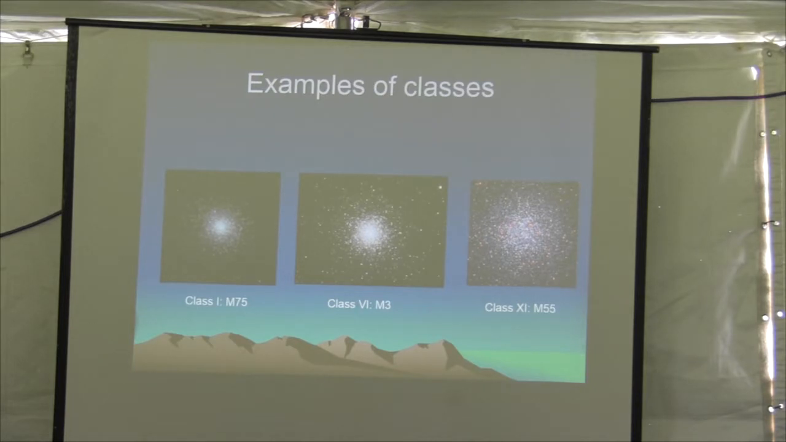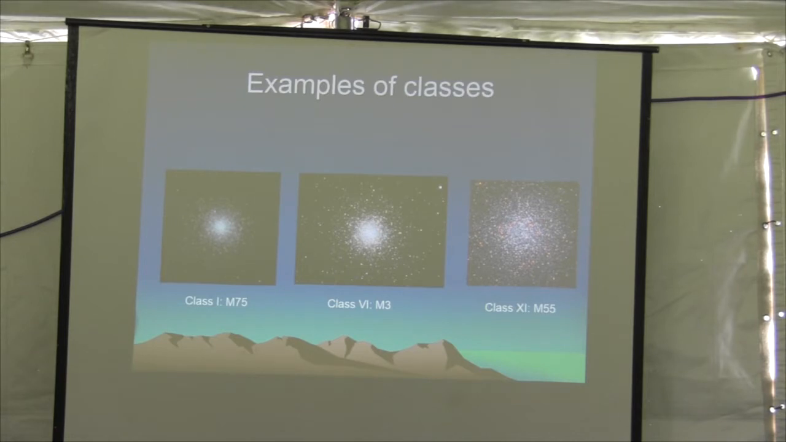M3 is in what's called the constellation Canes Venatici, which is actually visible tonight. It's because you've got Virgo up, and it's north of Virgo and up that way. M3 is about 40,000 light years away from us.